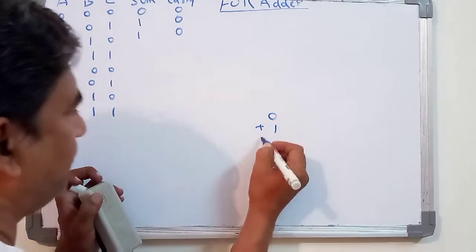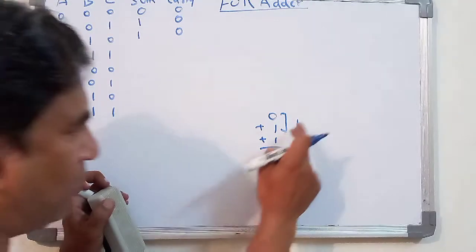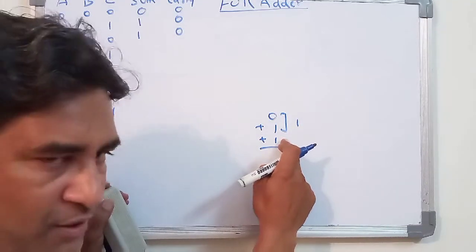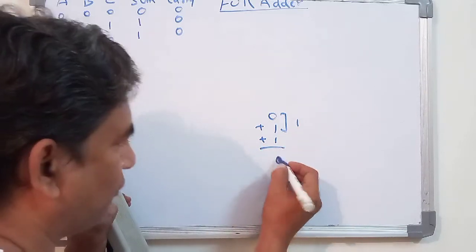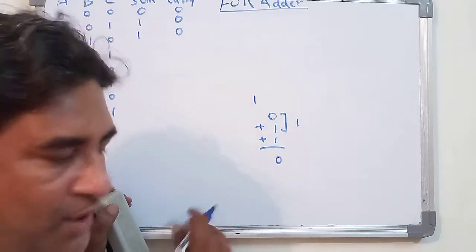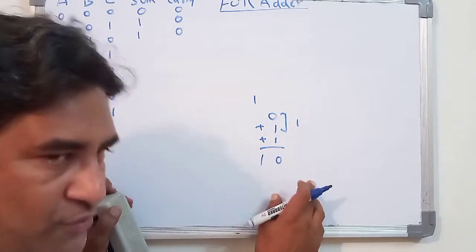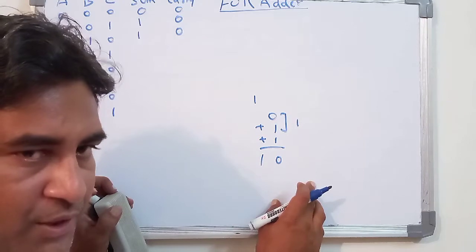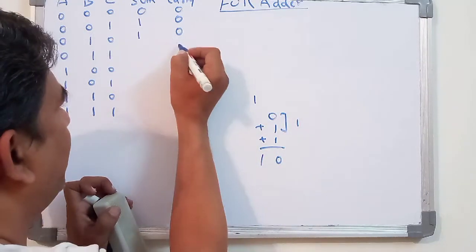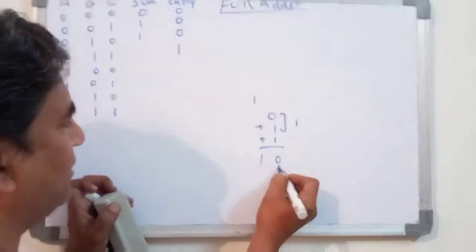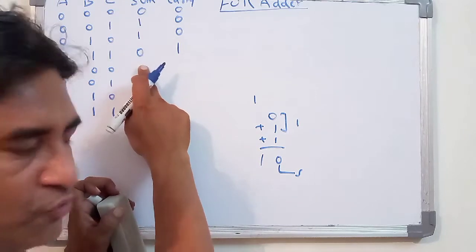Then the next: 0 plus 1 plus 1. So 0 plus 1 is 1. Now this 1 is going to be added with the third bit. So 1 plus 1 gives 0 and 1 is carried. So this has to be written like this, 1 0. Whatever carry we get, you write down the carry as 1, and this is the sum, so in the sum column you write down 0.